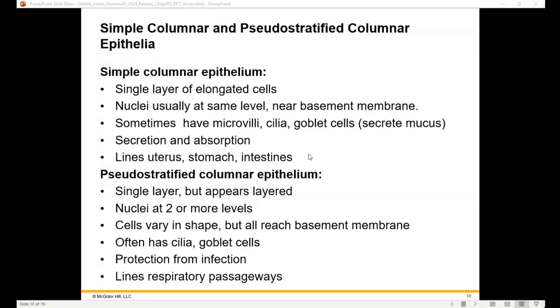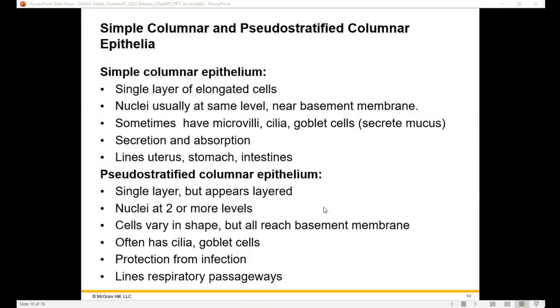Okay, simple columnar epithelium. This is a single layer of elongated cells. The nuclei are usually at the same level near the basement membrane. Sometimes they have microvilli or cilia or goblet cells that secrete mucus. They're responsible for secretion and absorption. They line the uterus, the stomach, and the intestines.